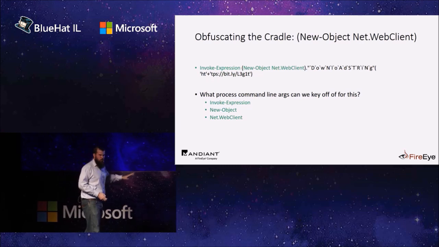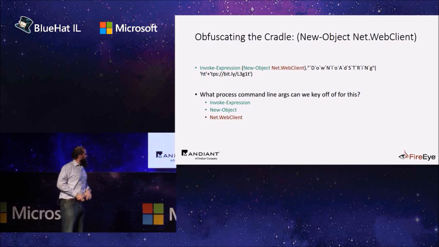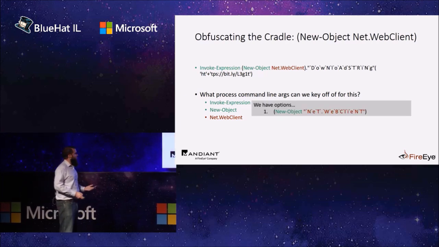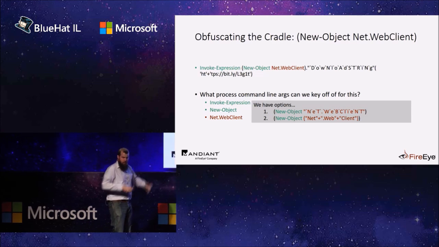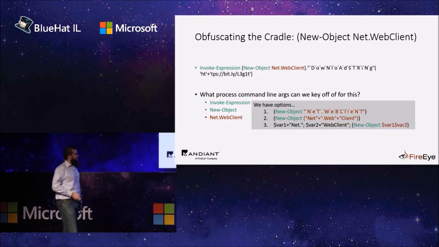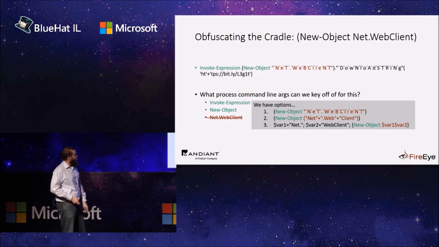So are you okay if we remove that from our detection here? All right, let's keep going. Net.WebClient, this one's trivial. We can basically put it in double quotes and use tick marks. We can concatenate it if we encapsulate it with parentheses, or we can set it as variables just like that. So we'll just go with the tick mark option.